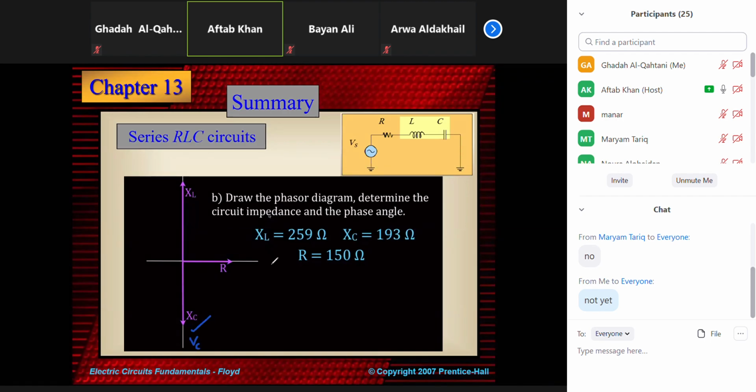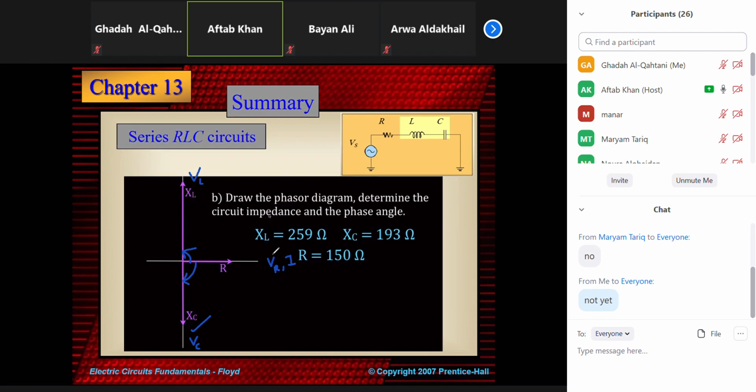This is also the direction of VR, correct? This is also the direction of VL. So this is about the capacitor. Capacitor voltage lags, so XC will also be in the same direction. But in the case of the inductor, voltage leads the current, and this is the direction of the current as well. We also know this one.